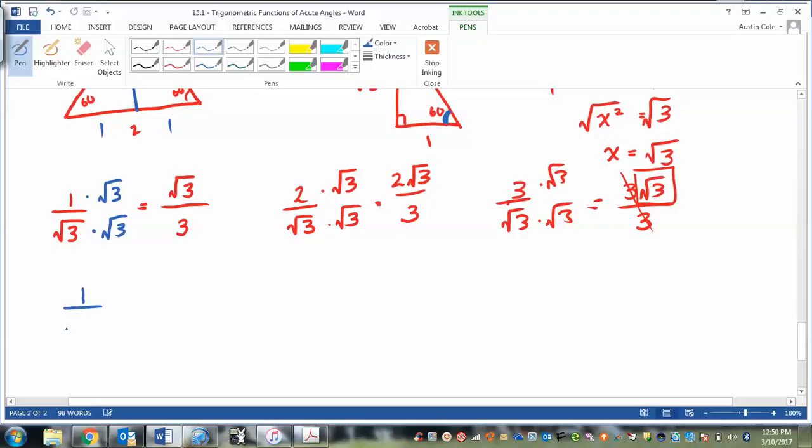It's 1 over the square root of 3, right? Isn't that the reciprocal of tangent? Yep. So then we need to multiply by the square root of 3 on the top and the bottom. This gets me the square root of 3 over 3.